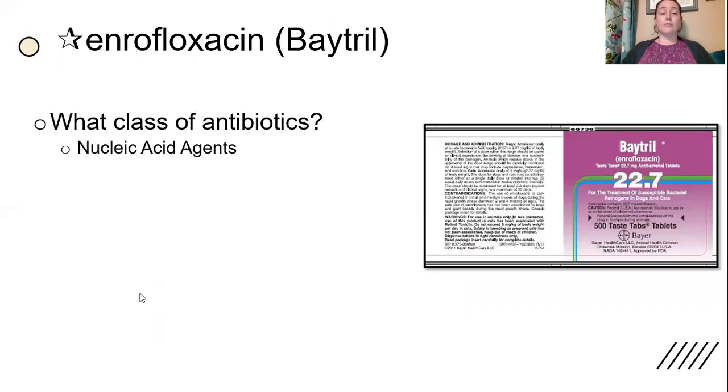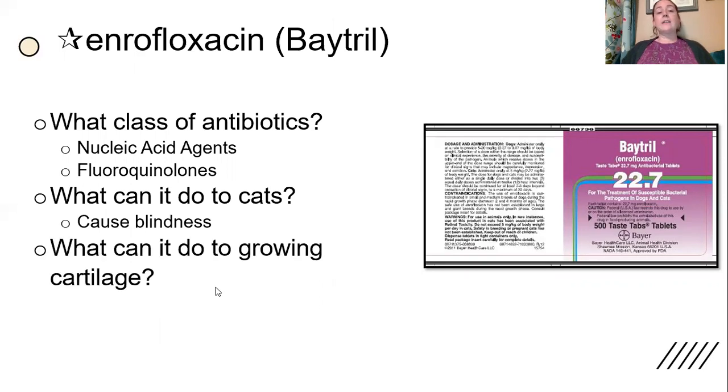Enrofloxacin, also called Baytril. This belongs to our nucleic acid agents, and it belongs to the fluoroquinolone branch of our nucleic acid agents, and this can cause blindness in cats. It can also cause cartilage defects in young animals that are growing. It can cause problems with their cartilage.